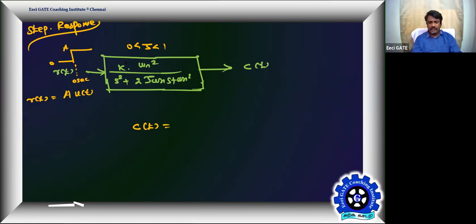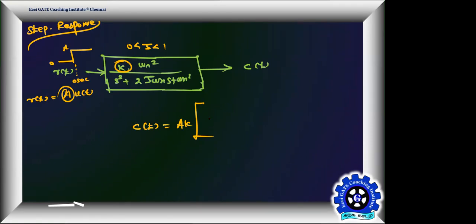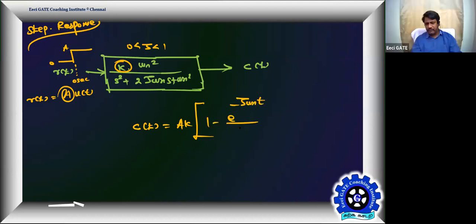C of t is equal to, K is a static sensitivity, A is a step size, then C of t will be AK into 1 minus e power minus zeta omega n t by root of 1 minus zeta square into sine omega d t plus theta. No other choice. That's how one can quickly complete our transient using this fundamental step response of a second order underdamped system. In control system you learned, we are going to exploit this here.